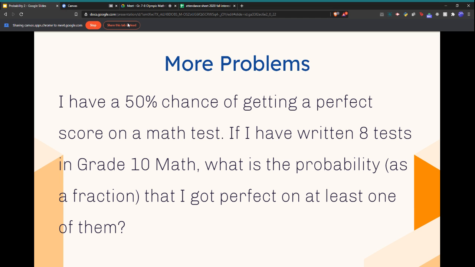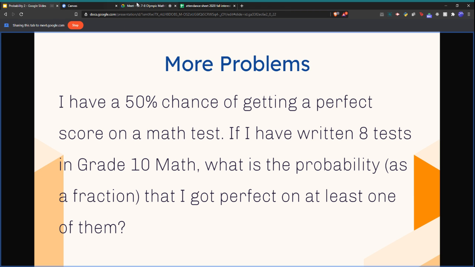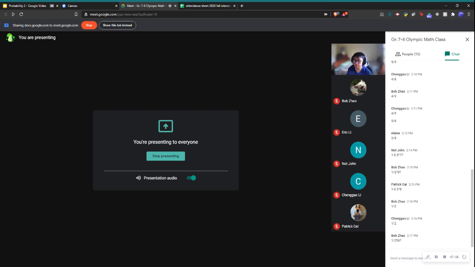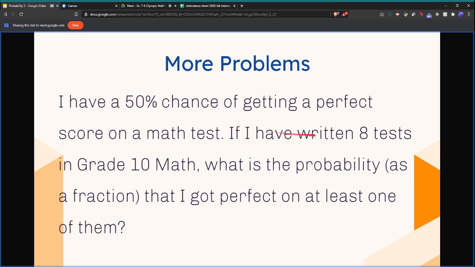Yeah, so you can also get 2 correct or all 8 correct, right? That would be the complement probability of not getting any of them correct. So that's how we solve that question. Any other questions? All right, let's move on to our next problem.